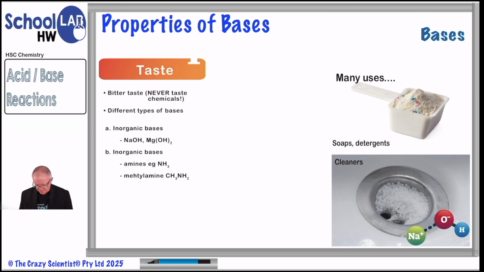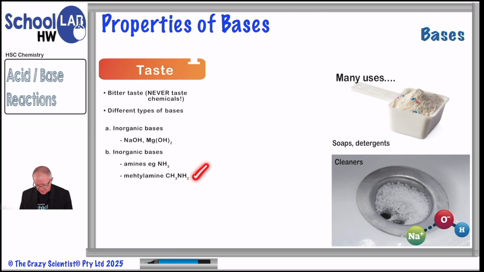We have different types of bases. We have inorganic bases, so sodium hydroxide, magnesium hydroxide, lithium hydroxide, etc. And then of course we have organic bases and amines. The simplest amine of course is ammonia. That one's quite common. There are other amines which we will look at in this module and in other modules as well. So please highlight this characteristic of amines and get that in your head, because when we start looking at more complicated examples of amines, it'll then make sense.